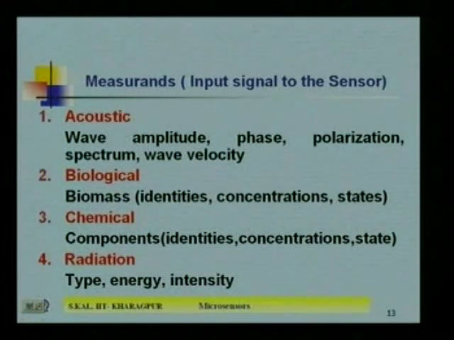Then the third one is chemical. Chemical again has components like the biological: identities, concentration and state. Identities means whether it is alkaline or acidic. If it is alkaline, how much alkaline? If it is acidic, how much acidic? So those are the concentrations, or in a particular chemical solution, what is the concentration of the solution?